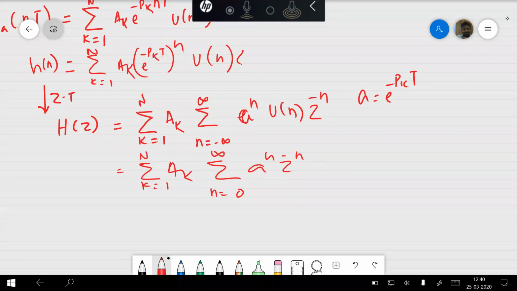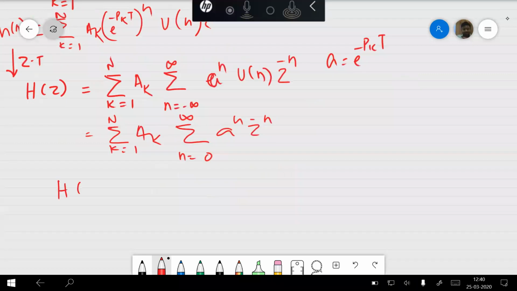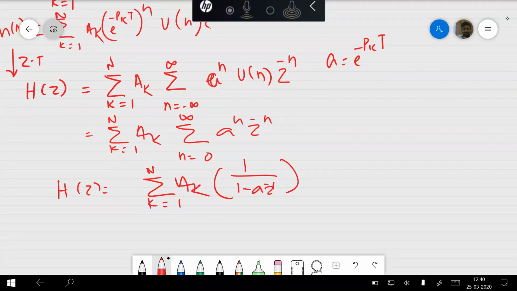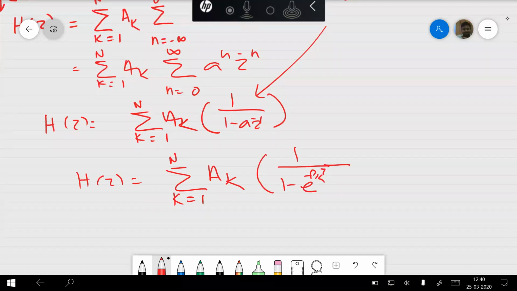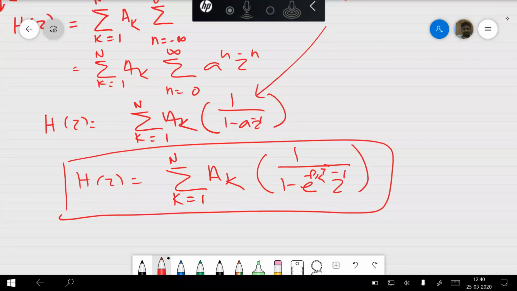So my H of z will be equal to summation k equal to 1 to N, ak multiplied with 1 divided by 1 minus a z inverse. Now if I put the value of a here, I get H of z equal to summation k equal to 1 to N, ak multiplied with 1 divided by 1 minus e to the power minus pk T z inverse. That's all. We'll start in the next class from this point onward.